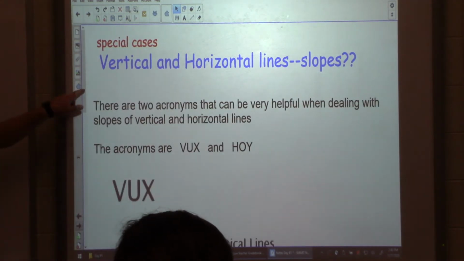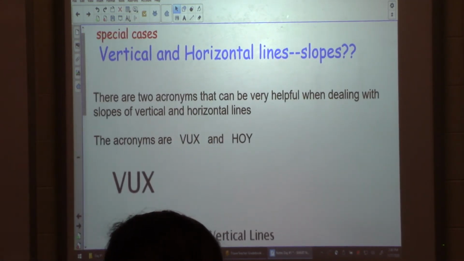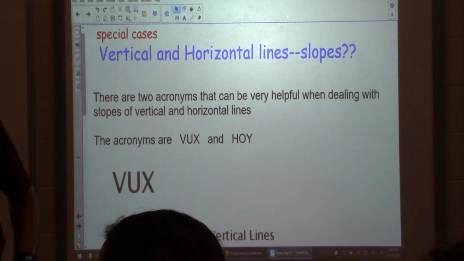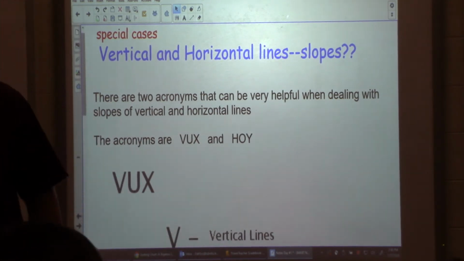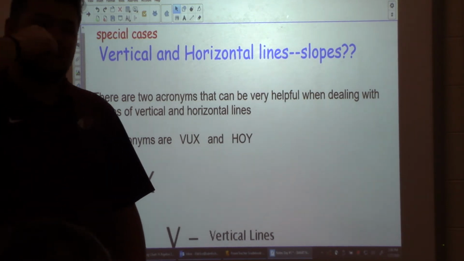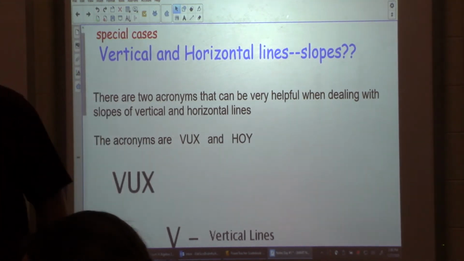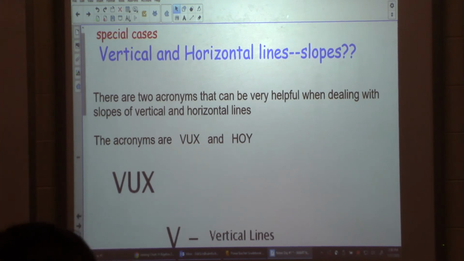Special cases. We have 2 special cases, vertical and horizontal lines. We do have acronyms for them, so you will not hear me use the acronyms very much. I'm not the huge acronym guy, at least. I know Ms. Furman's big on it. We do teach it, so I will show it to you. You can use it, you're more than welcome to. I just don't use them very often.